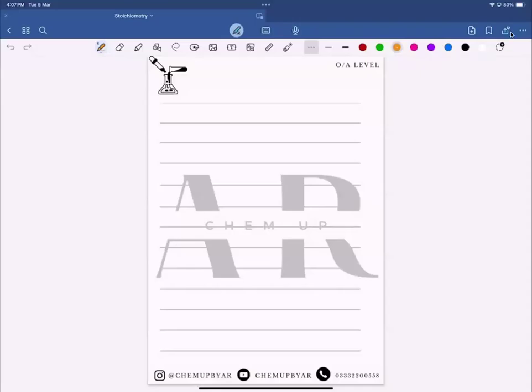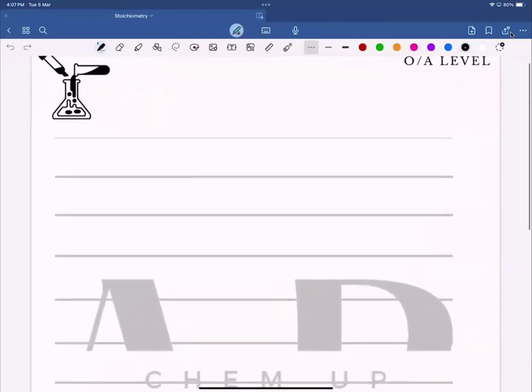Okay. Now we are going to start with the new chapter, which is stoichiometry. This chapter is completely based on calculations, a few definitions and calculations.